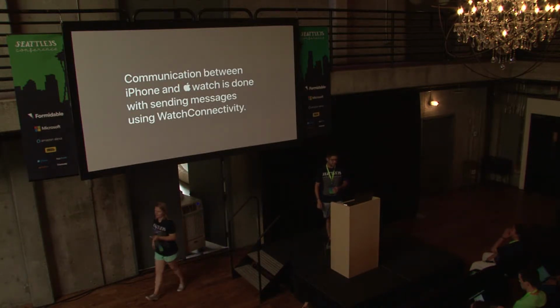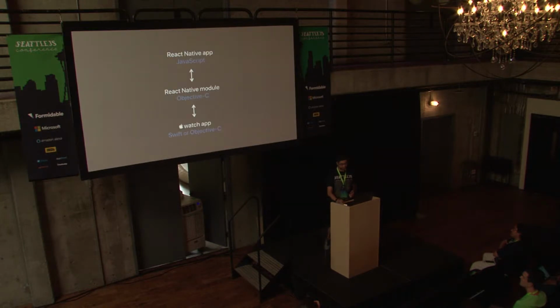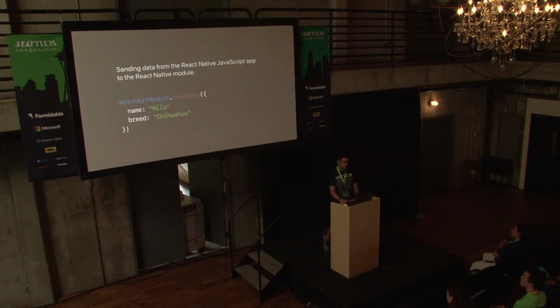So Apple provided an SDK called Watch Connectivity, and that's how iPhone and Apple Watch talk to each other. They use Bluetooth, and you can send messages, binary data, and in the background you can send files between iPhone and Apple Watch. So how does that look? Well, you've got your React Native app in JavaScript, then our React Native module, which is the liaison between the two, in Objective-C, and then you can do your Apple Watch app in Swift or Objective-C. So we've got three languages going here.